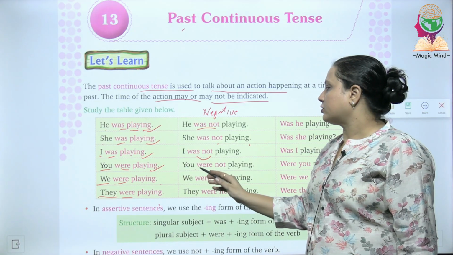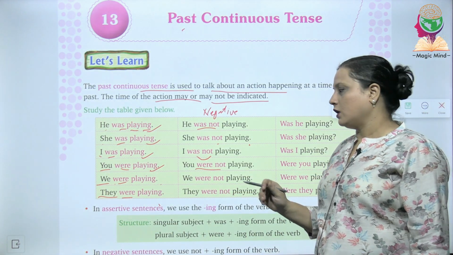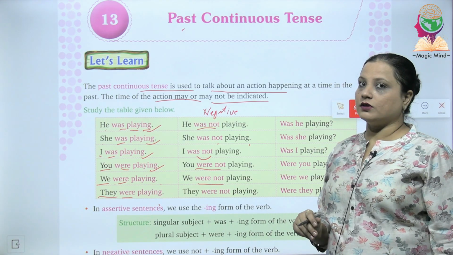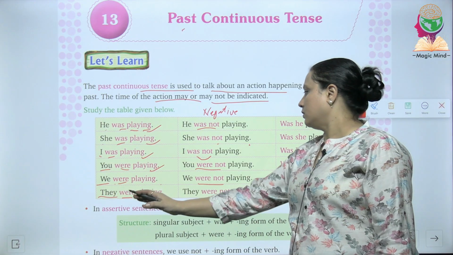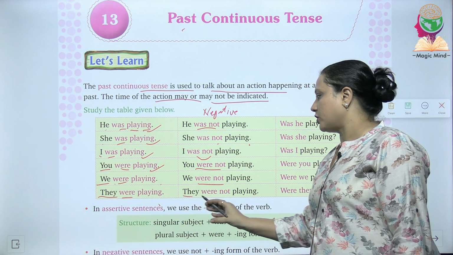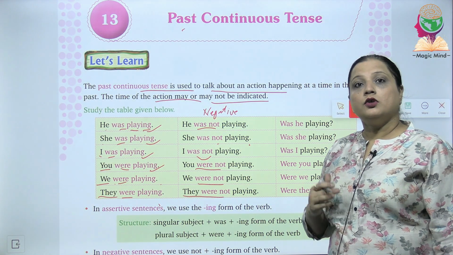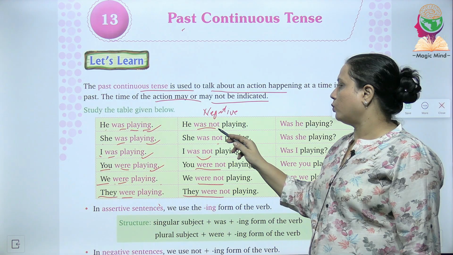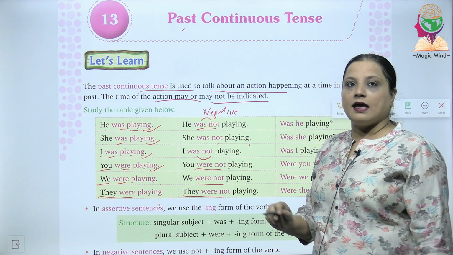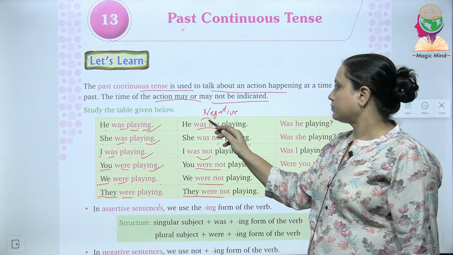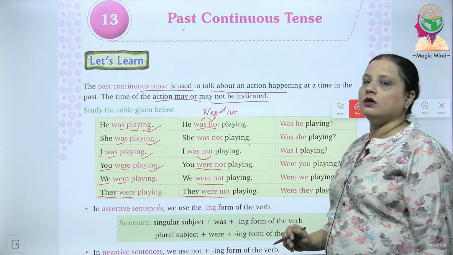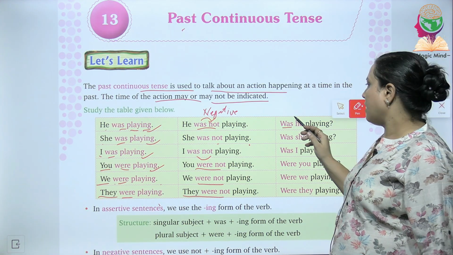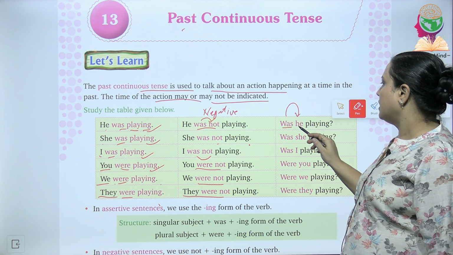You were playing gets changed into you were not playing. We were playing gets changed into we were not playing. They were playing gets changed into they were not playing. We are writing the not word after the helping verb. Next table is beginning with the helping verb and after that we are writing the subject.